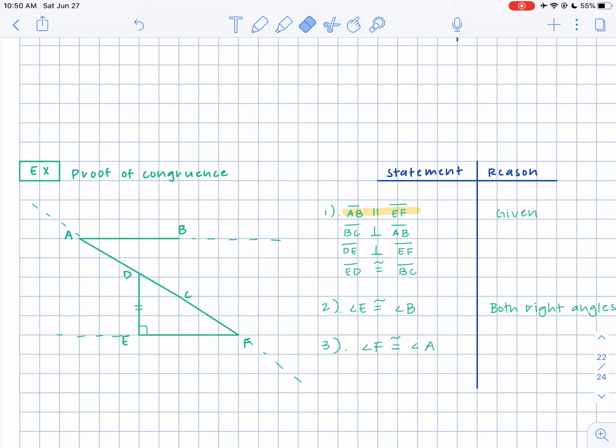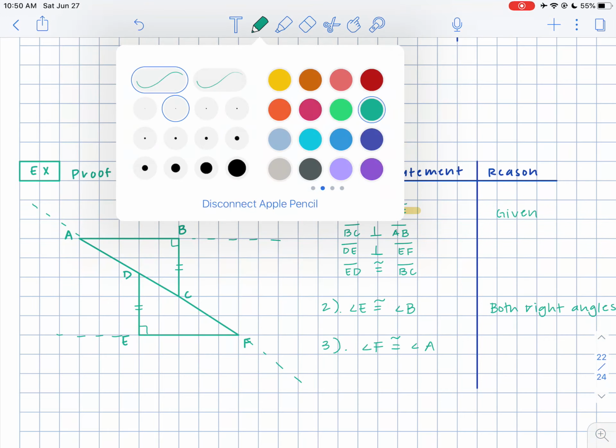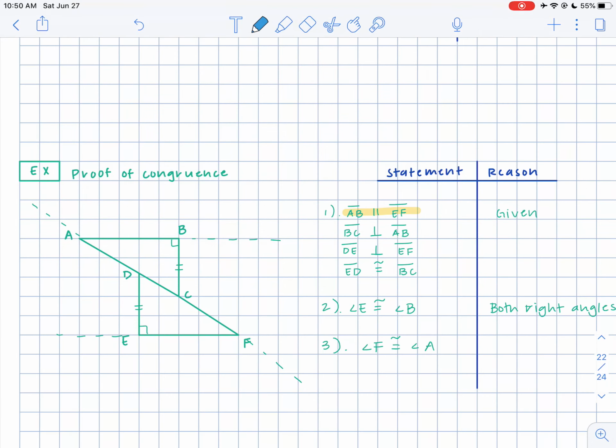And what did we learn about transversals? We learned that transversals create three special pairs of angles. And one that you can identify in this figure are angle F and angle A. What are these again? These are alternate interior angles because they're on the inside of the parallel lines, and alternate because they're on opposite sides of the transversal, right? This is on the top of the transversal, and this is below the transversal.